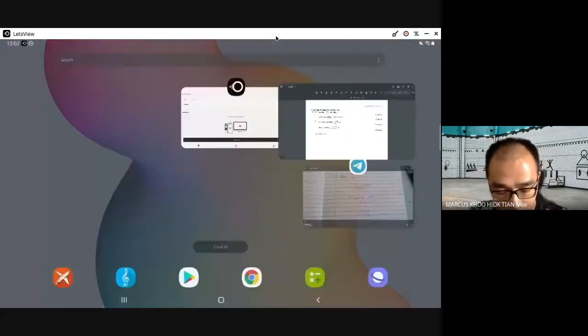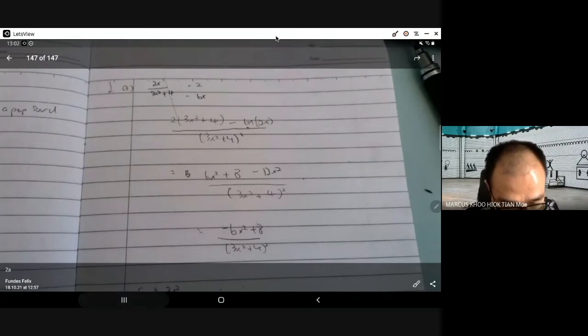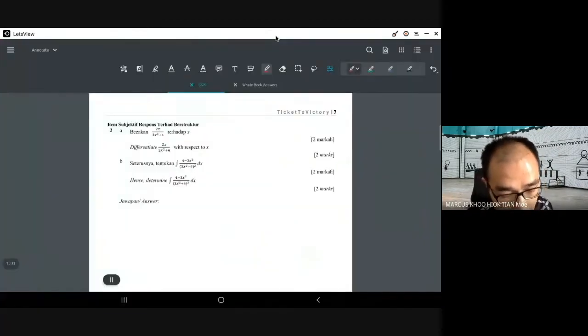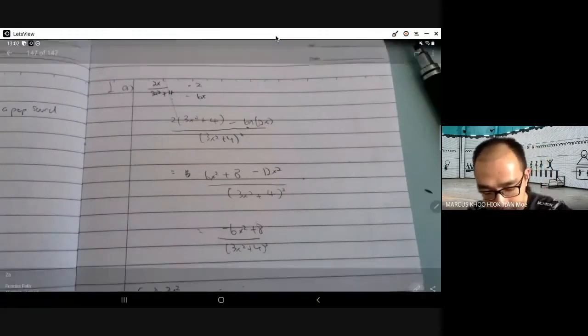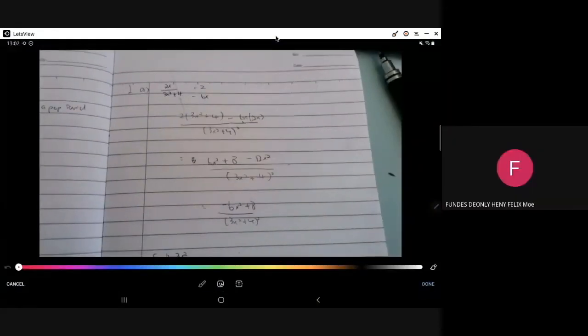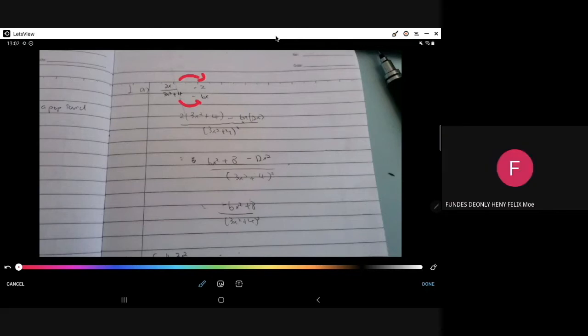The question is to differentiate. Okay, let's look at the differentiation. There is a mistake here. Is this 2x or 2x squared? 2x. Okay, Pandas, can you explain to me what's going on? So first I have 2x over 3x squared plus 4. So first we differentiate the top and the bottom. So 2x becomes 2. The bottom, 3x squared plus 4, becomes 6x. Okay, good.